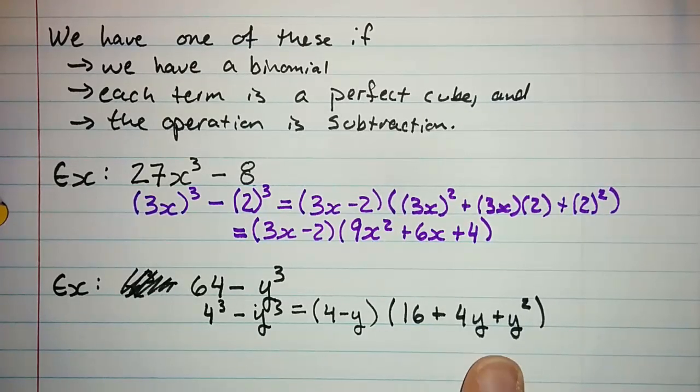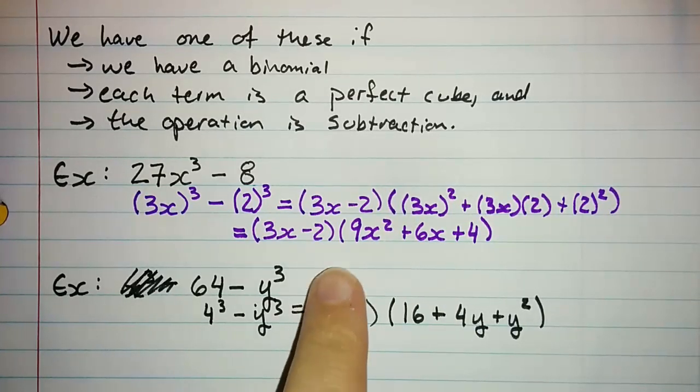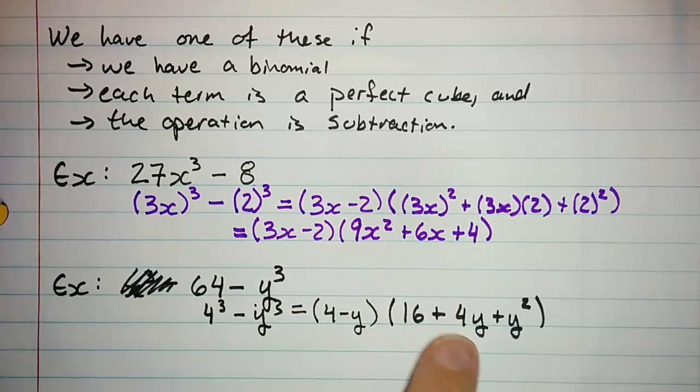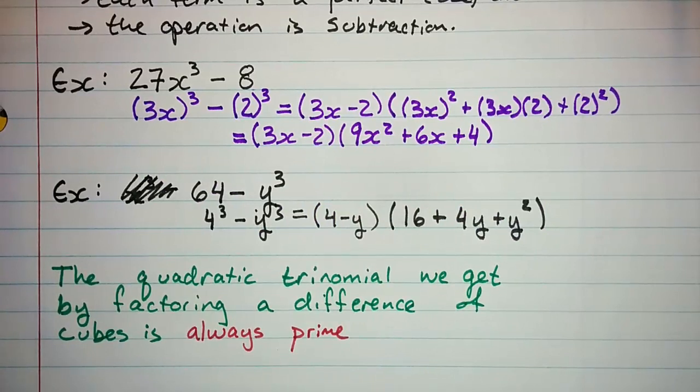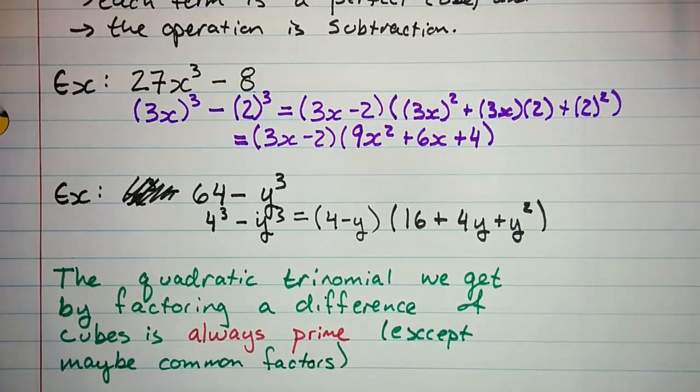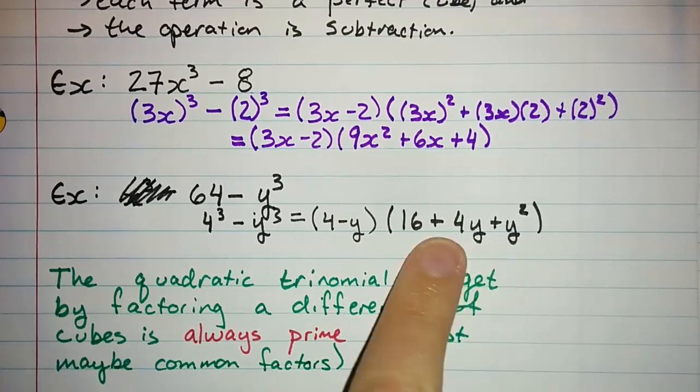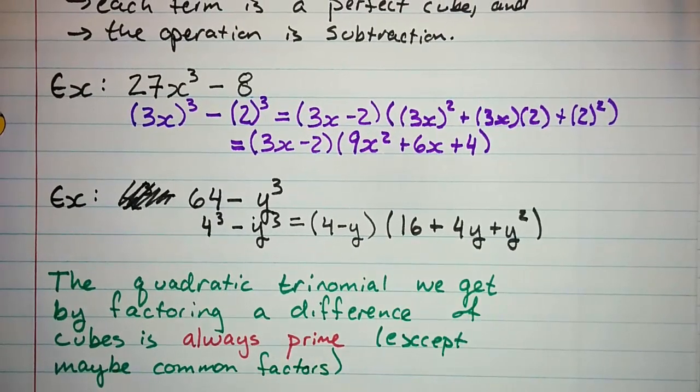One thing to note, notice that we got a quadratic trinomial by factoring these differences of cubes. The quadratic trinomial that we get this way is always prime. Well, except maybe common factors. But the point is, we don't need to go on and try to factor this further.